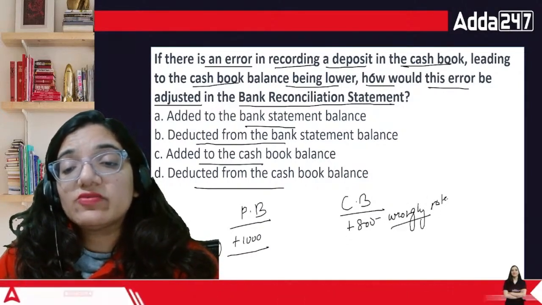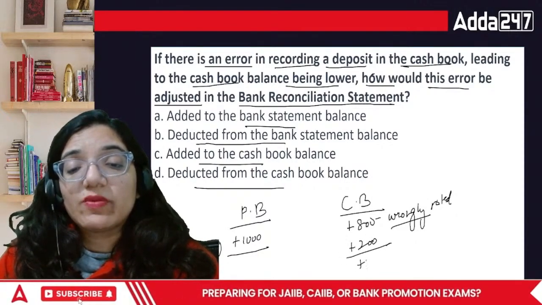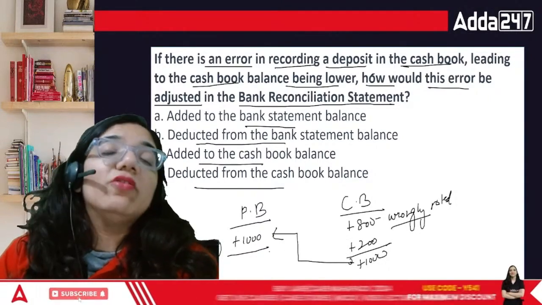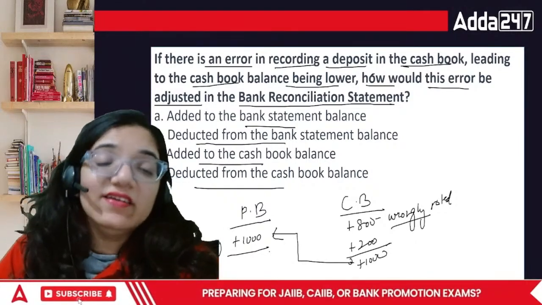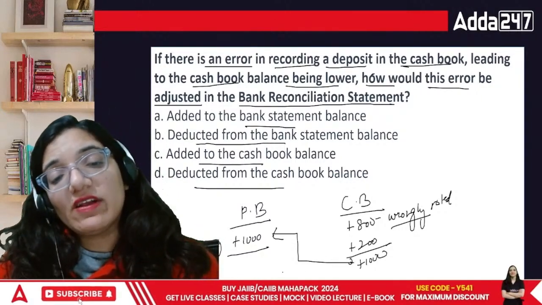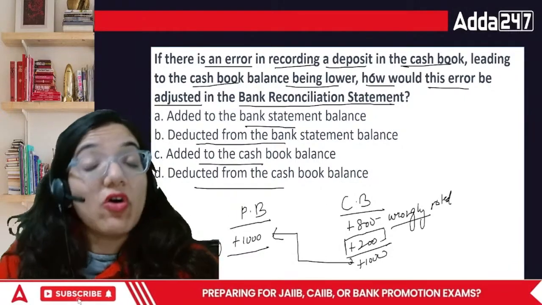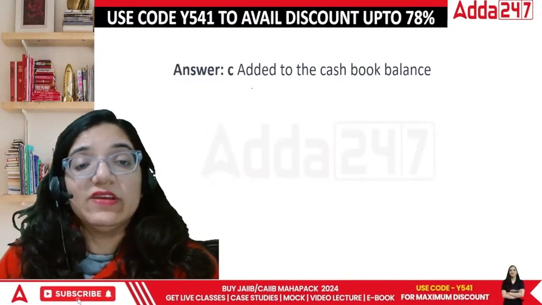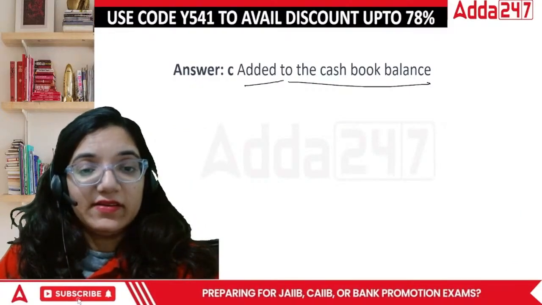So in this case, when we correct it, it would be plus 200. So it would become plus 1000 on both sides. This is how the bank column of the cash book as well as the passbook will match. When we talk about the bank column of the cash book, it will again show 1000, and we know the difference was because of the wrong amount that was written in terms of the deposit. So the correct answer comes out to be added to the cash balance. Done.